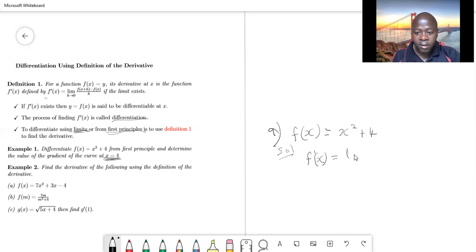limit of f of x plus h minus f of x over h as h tends to 0.